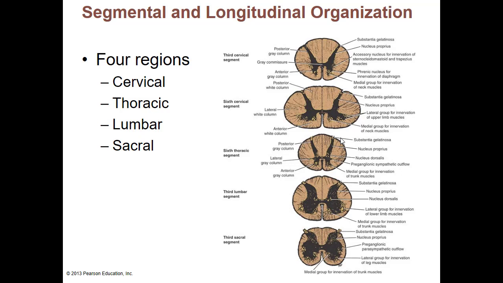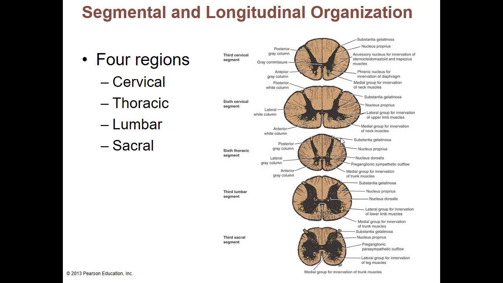Just looking at the gray matter, the dark part on these images, does the gray matter look identical in all the sections? No, it varies. Depending on what kind of information is going in and going out and how fast we have to send it, the gray matter varies. Sometimes we need more white matter than gray matter.